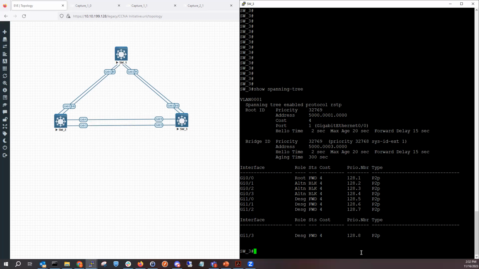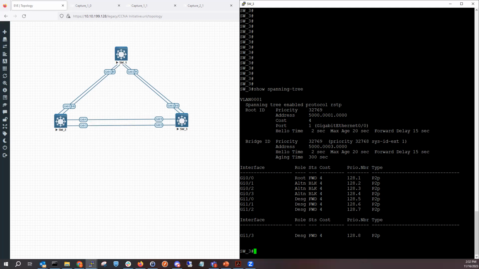But that doesn't explain, from a technical standpoint, why it didn't choose any of these other ports. We get gigabit 0/1 and 0/3. The cost of each gigabit interface is 4. To get to the root, it would be a total of 8 if it goes through switch 2. But gigabit 0/0 and gigabit 0/2 have the same cost. So why was gigabit 0/0 selected and not gigabit 0/1?